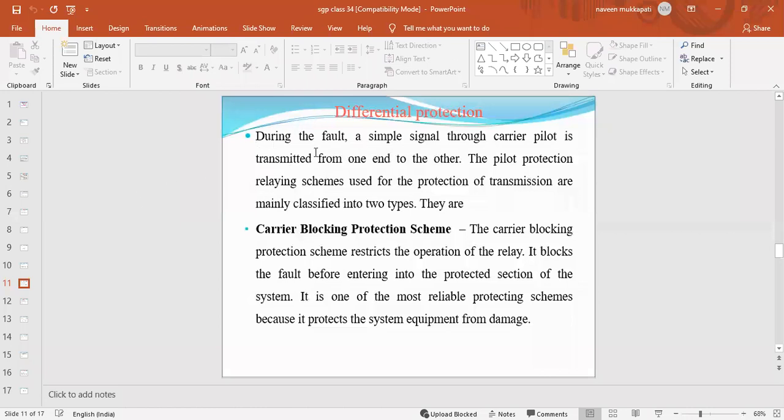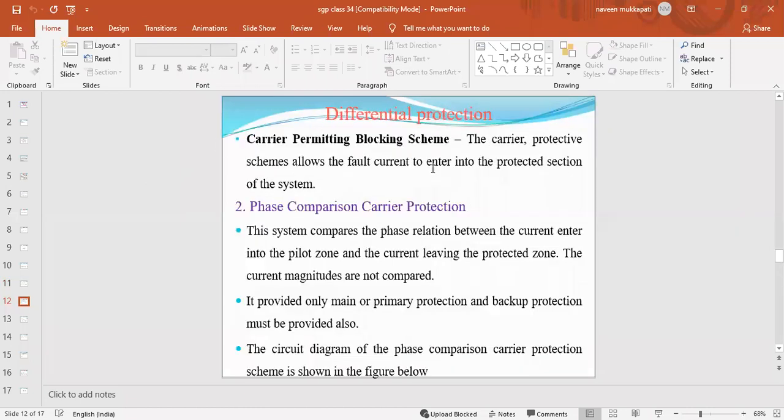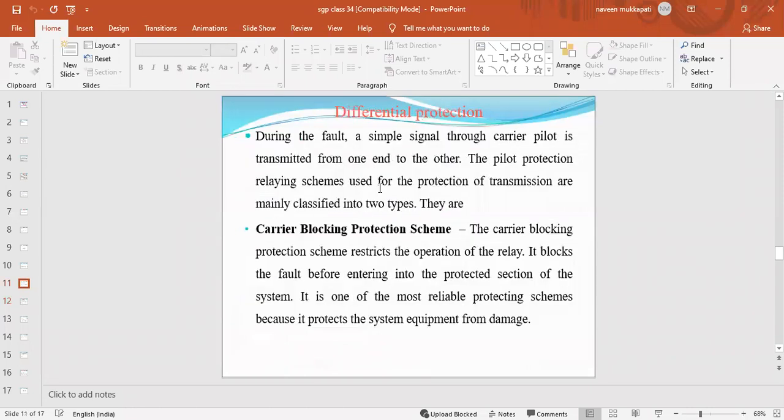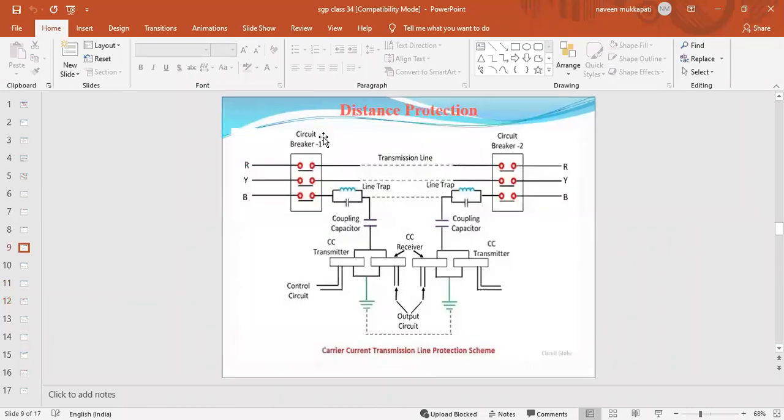The next one is carrier permissive protection. This scheme allows the fault current to enter the protective system. For large fault cases, we are using the carrier blocking protection system. This is the main circuit diagram for the carrier protection scheme. This is the feeder line. At the ends of the feeder line, we are connecting circuit breakers, and near them we use line traps, coupling capacitors, transmitters and receivers.